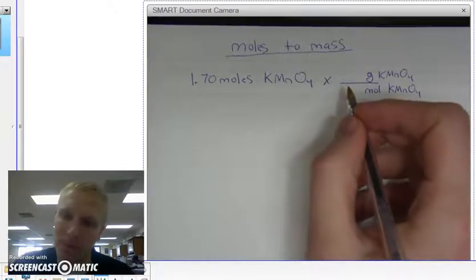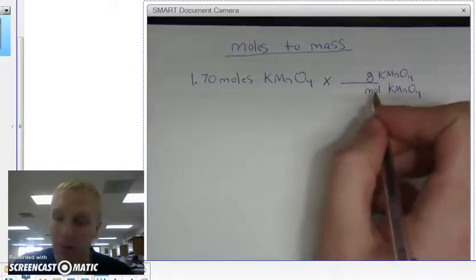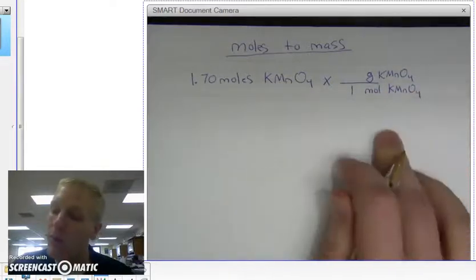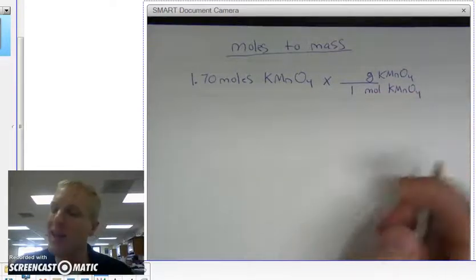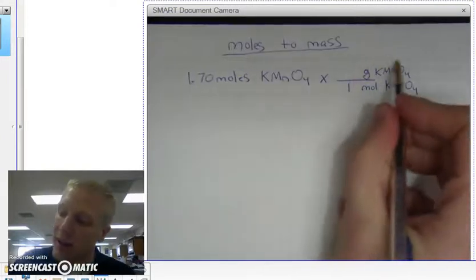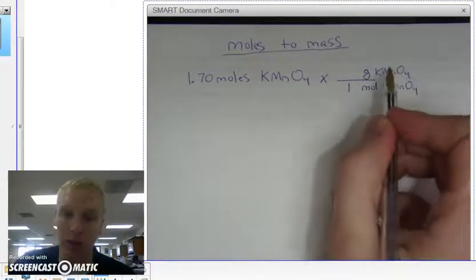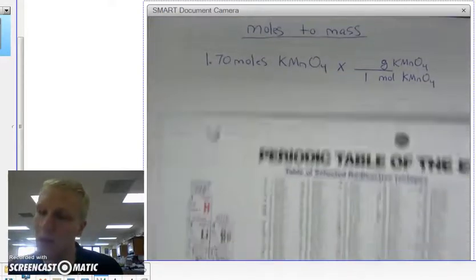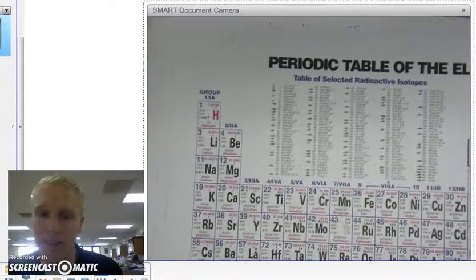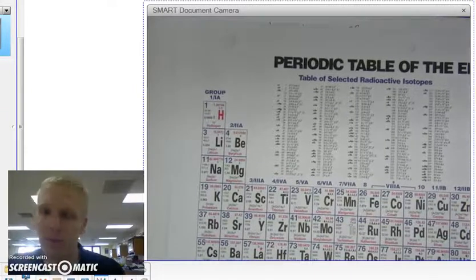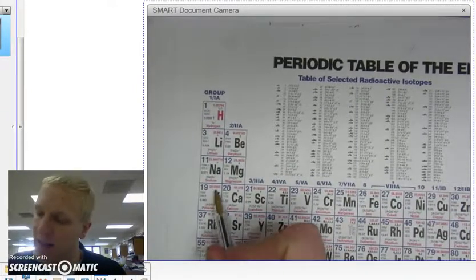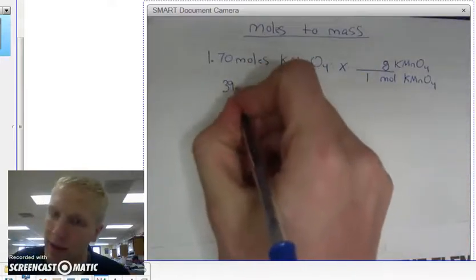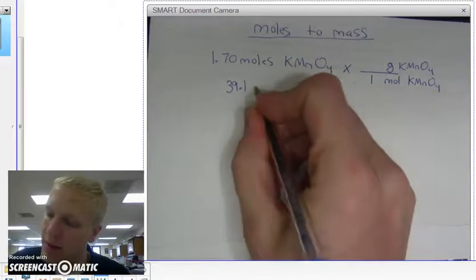You could really put any number of moles on the bottom you want, but the easiest thing to do is just put 1 mole of KMnO4. And then you have to find the molar mass of KMnO4, and you do that by looking at your periodic table. Looking at the periodic table, we've got potassium, which is 39, and we round it to 39.1. That's the atomic mass.